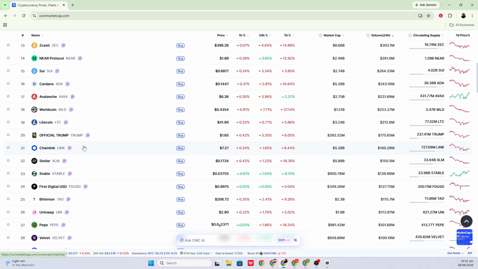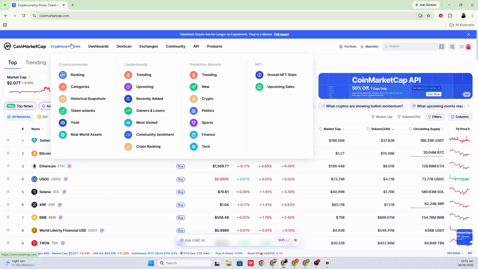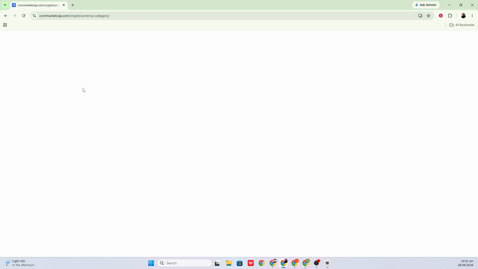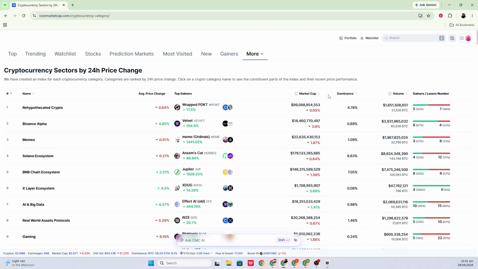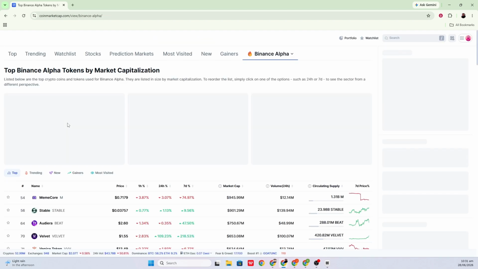Next, check market sectors using the Categories tab located above the main cryptocurrency leaderboard. Open the Categories section and sort the available categories by 24-hour percentage change or volume. Identify the sector currently leading the market. Select that category and review the coins listed inside it. Look for mid-cap coins within the sector that have moved above previous resistance levels.